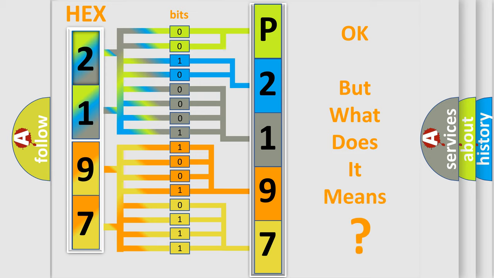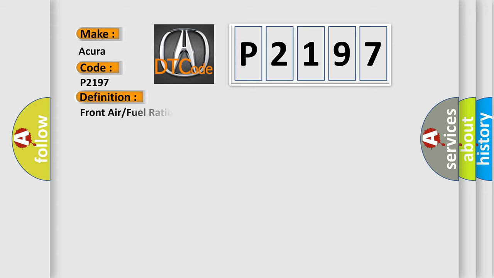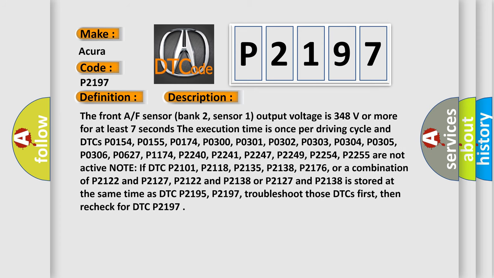The number itself does not make sense to us if we cannot assign information to what it actually expresses. So, what does the diagnostic trouble code P2197 interpret specifically for Acura? The basic definition is: front air fuel ratio AF sensor, bank 2, sensor 1, signal stuck lean. And now this is a short description of this DTC code. The front AF sensor bank 2, sensor 1 output voltage is 3.48 volts or more for at least 7 seconds.